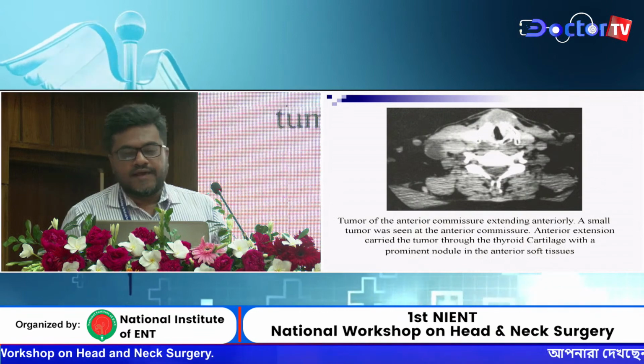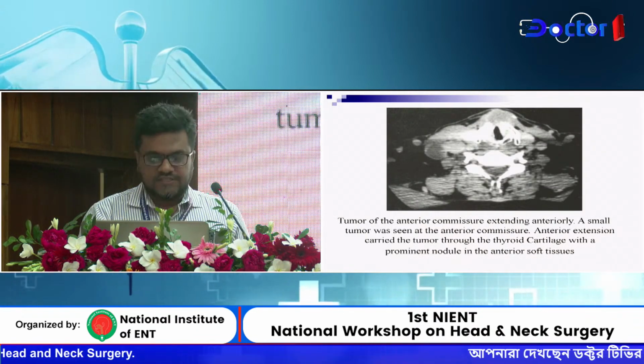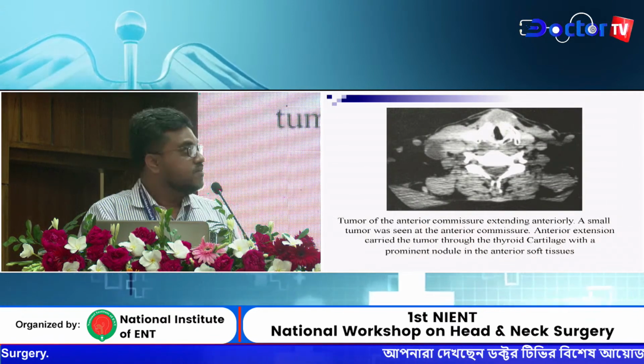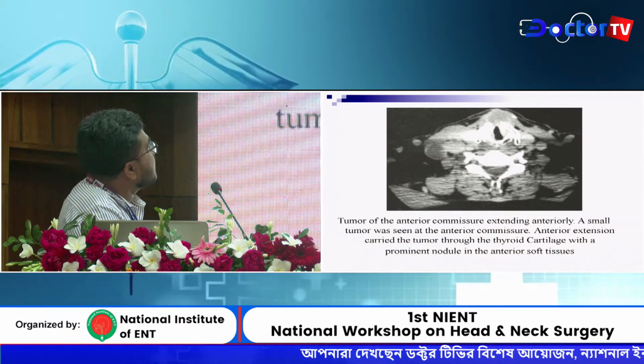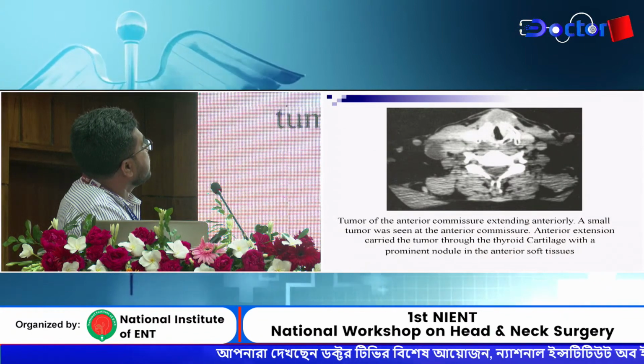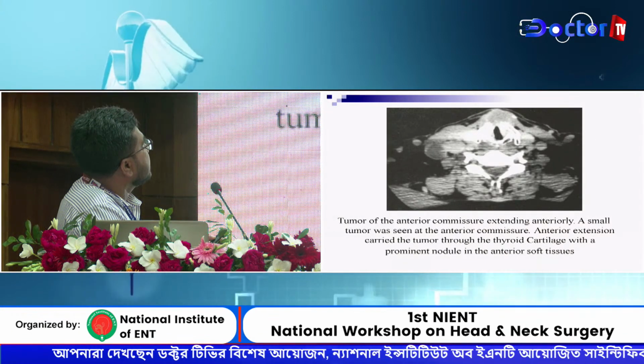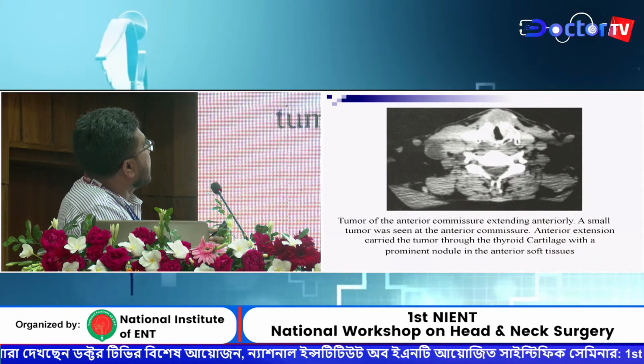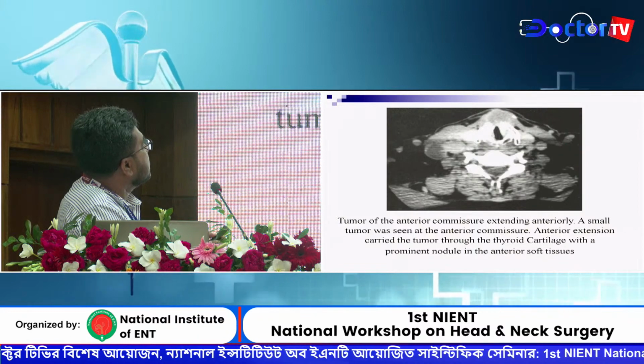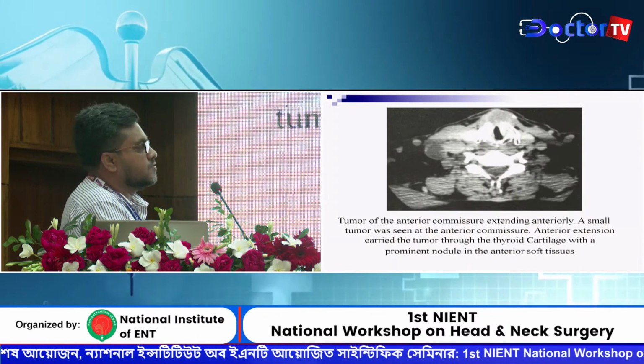And here is an upstaged lesion of glottic carcinoma. We see a lesion in the anterior commissure, irritating the anterior part of both sides of the thyroid cartilage, and there is a large extension of the lesion in the preglottic area.